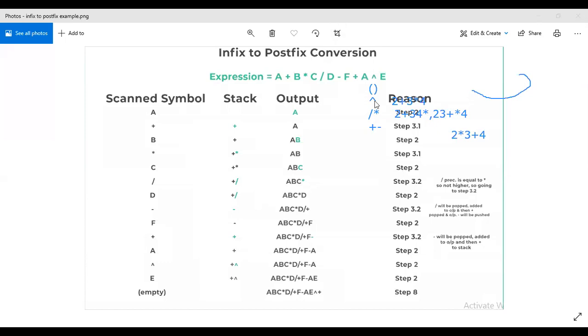Best example. You can understand the things easily. Okay. Now see the expression here. So the expression is A plus B star C slash D minus F plus A exponent E.